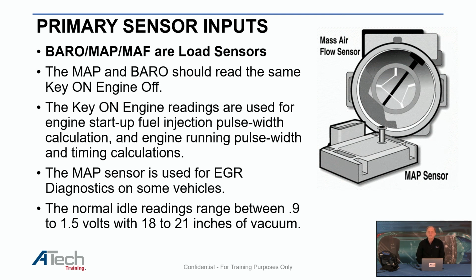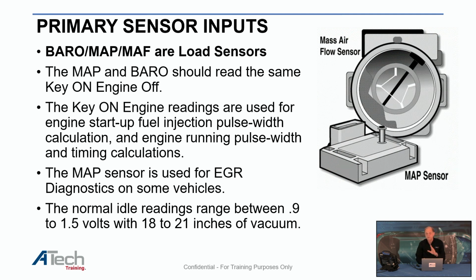What you want to do is do a barometric update. A barometric update is doing a wide open throttle. The barometric pressure always updates at key on, engine off, and wide open throttle. And so if I do wide open throttle, it should update the information drastically.